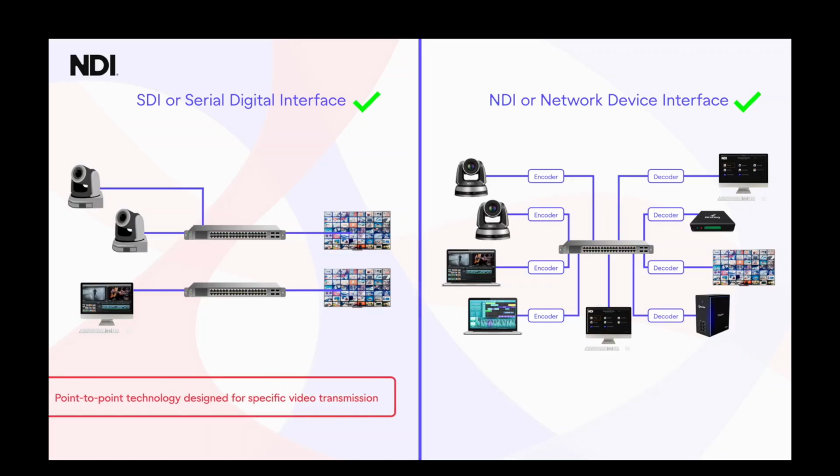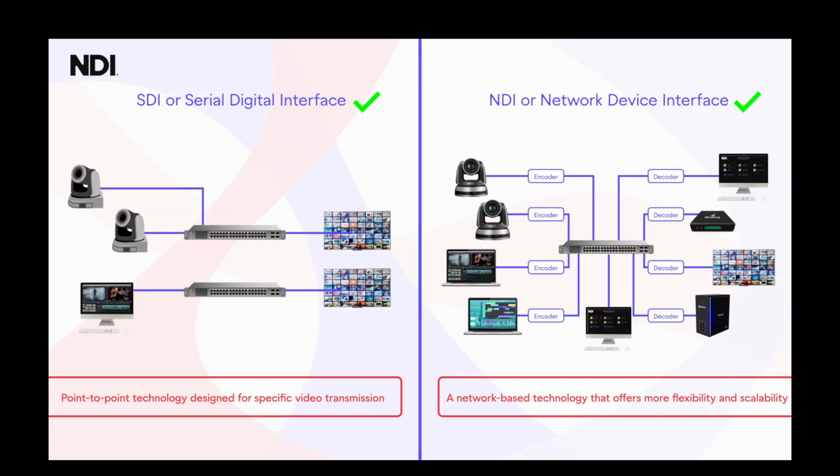SDI is a point-to-point technology designed for specific video transmission tasks which require zero compromise between multiple cameras and the display. Whereas NDI is a network-based technology that offers more flexibility and scalability by leveraging an existing IP infrastructure, making it more adaptable to production environments, which can make tiny compromises without affecting performance.